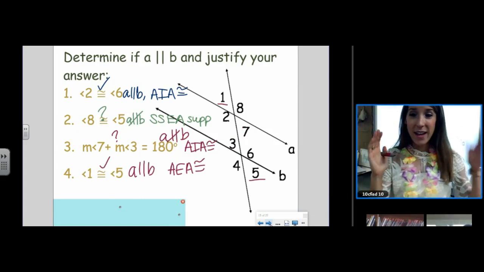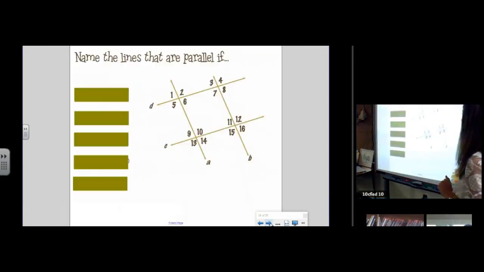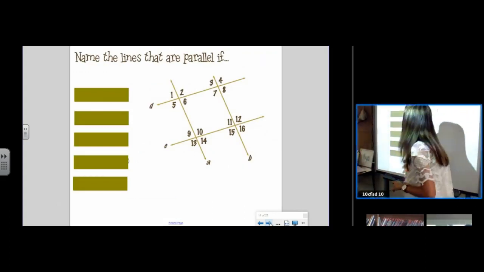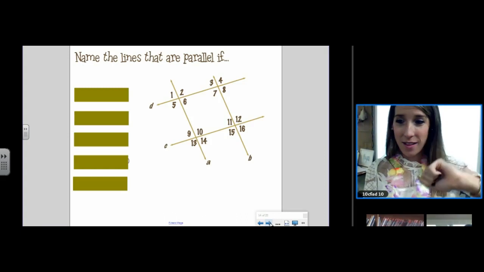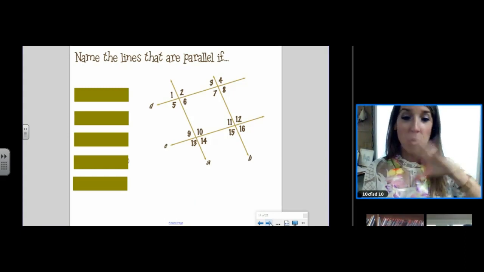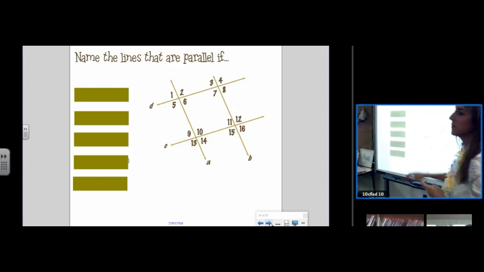Let's try it now with 16 angles instead of 8, okay? All right. This one doesn't say determine if the lines are parallel. This says name the lines that are parallel because there's multiple choices here. It's not as bad as it looks. Come on, we can do this.